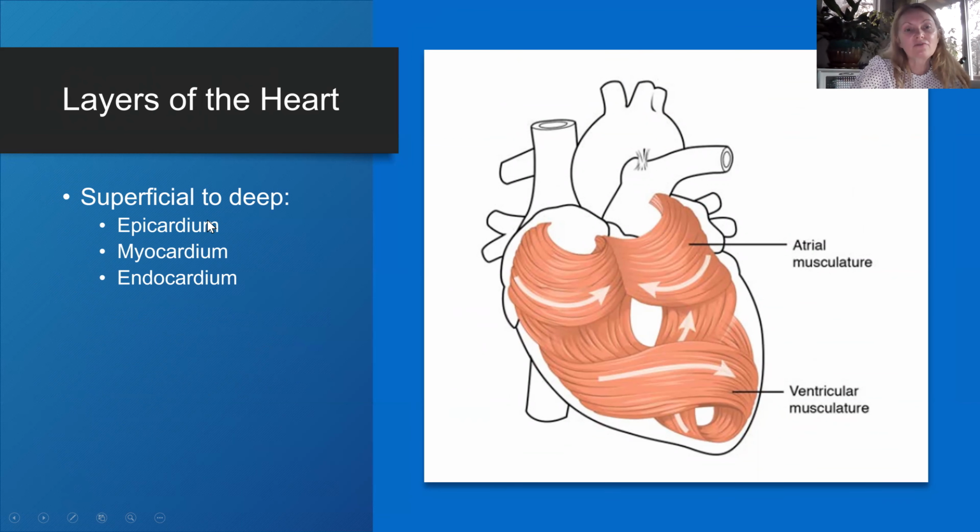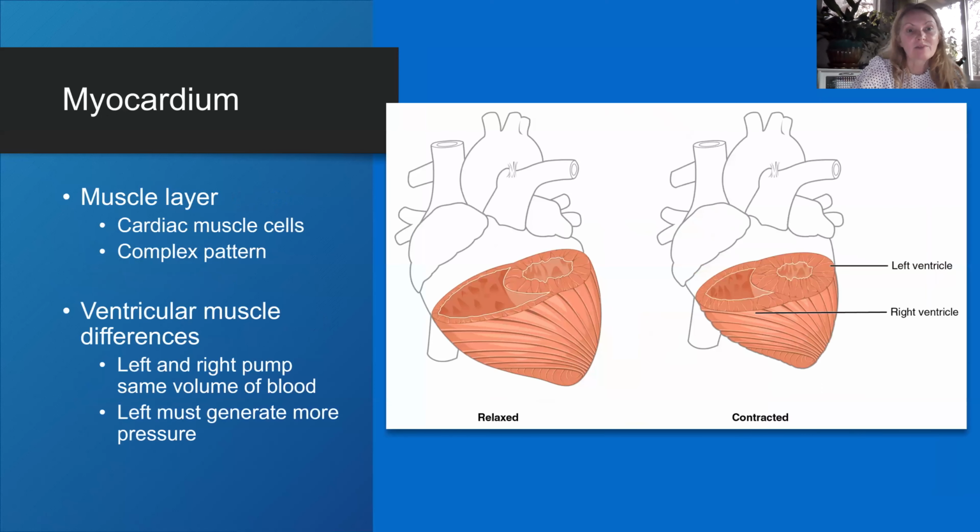So layers of the heart from superficial to deep: epicardium, myocardium, and endocardium. And you can see this myocardium is a pretty complex pattern of muscles. It's not just a nice box-looking structure. It has all these muscle fibers going in different directions. So that's what it says: muscle layers of cardiac muscle cells have a pretty complex pattern.